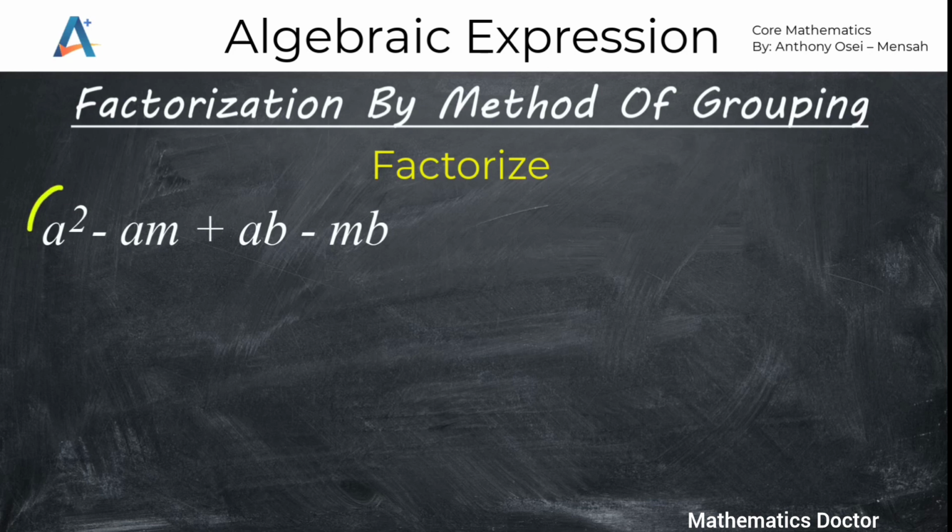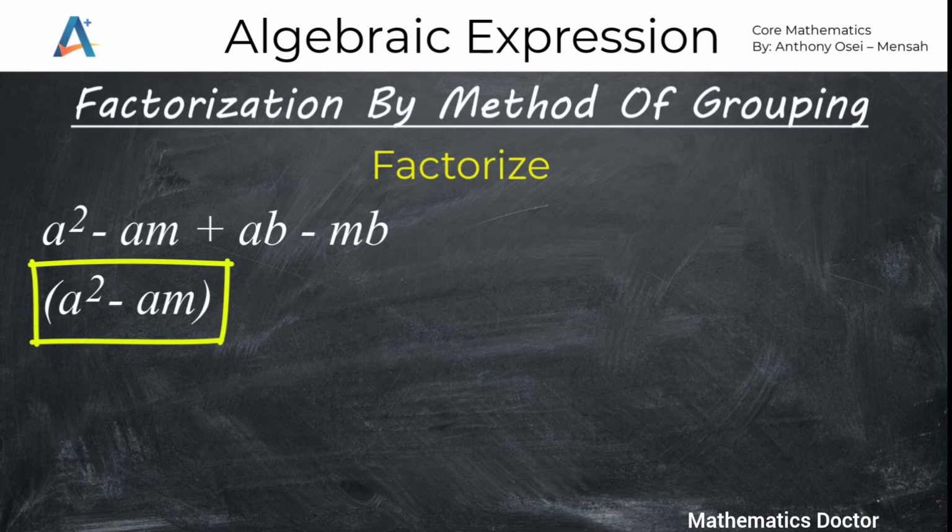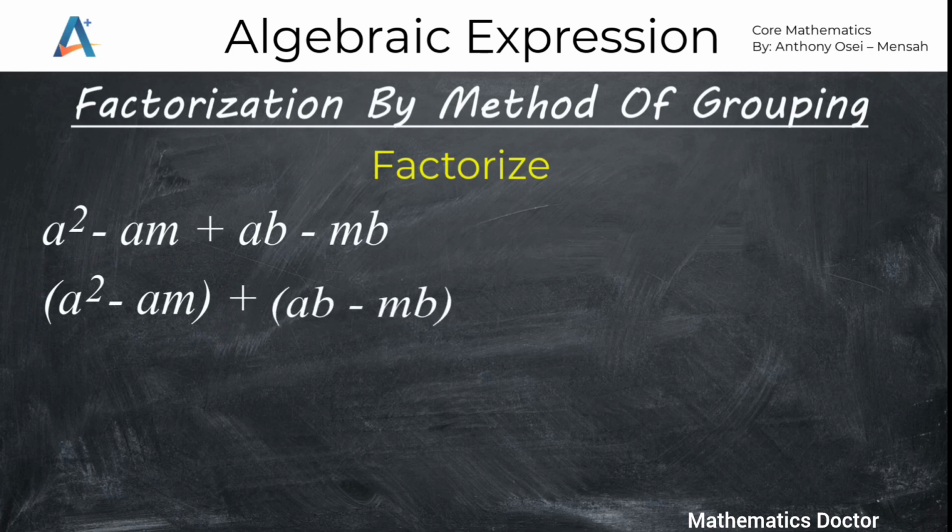So we are going to group them according to their common factor. If you check a squared minus am, there is a common factor called a. So the first group will be a squared minus am. I put it in a bracket to show the group. When I'm done, then I'll factorize with the common factor. Now let's go to the next one. So I'll bring my positive sign, plus. The next group is ab minus mb. Why? Because there is a common factor b.